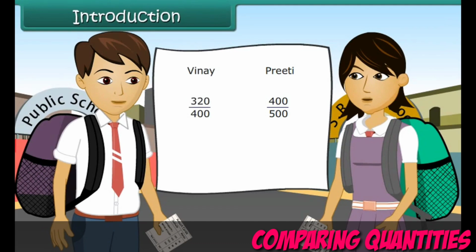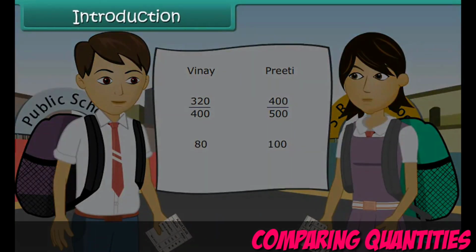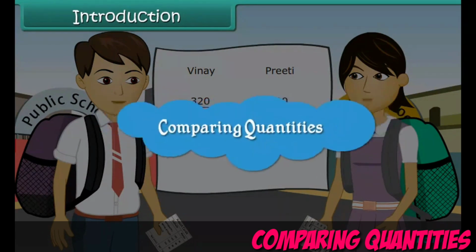Why do you say that your performance was better than mine, Vinay? Simple, Preeti. My score is 80 less than the total, whereas yours is 100 less than the total. Isn't it quite obvious that I am better at academics than you? Your comparison is incorrect, Vinay. In fact, I proved a better student because I secured a bigger score in the final exams. In this lesson, you will learn to compare quantities.